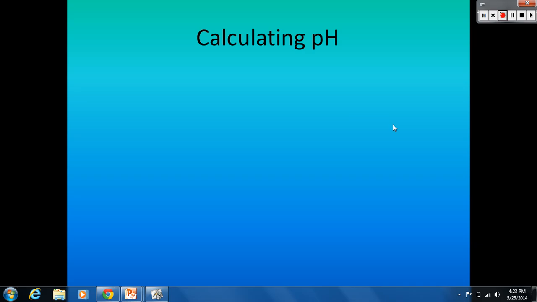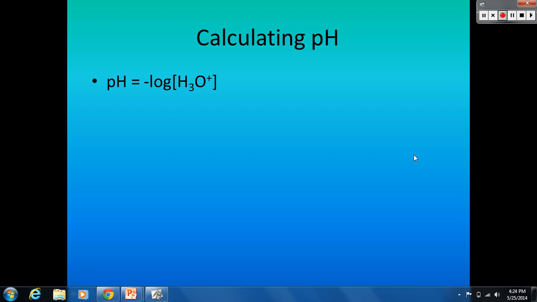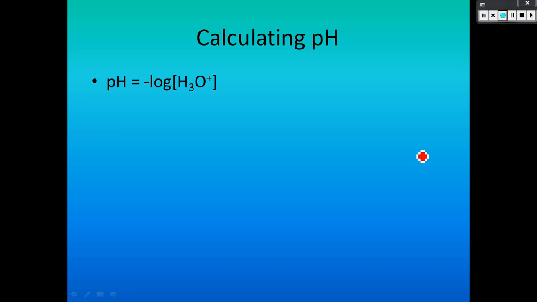Calculating pH. pH equals negative log H3O plus. So the pH is the negative log of the concentration of hydronium.